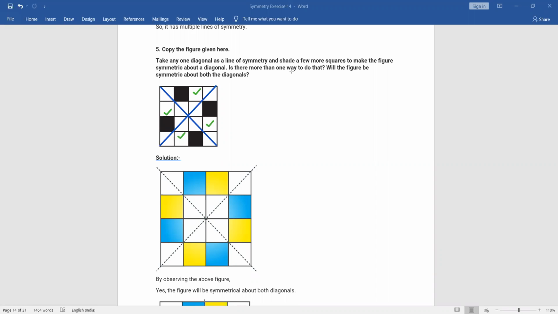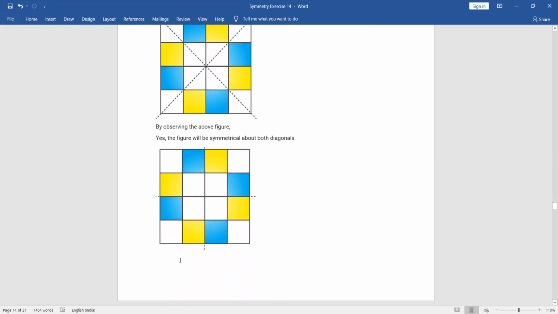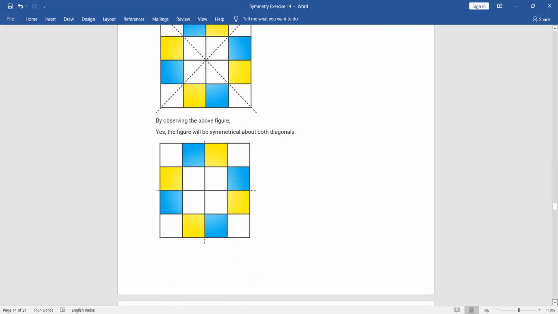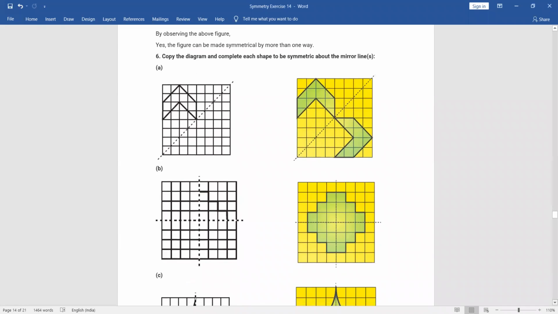Now here is the question: is there any other way? Is there any other way so that you can complete the figure and make it symmetrical? So we are joining it from the middle and we can complete it. So in both, it is identical. Okay. So next, it is a very interesting question.